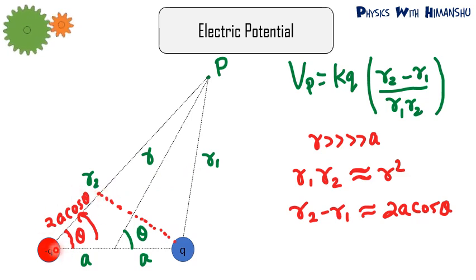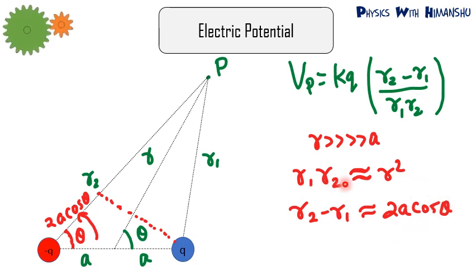What distance? See, this is 2a. If this angle is theta, this will be theta, because we can treat r2, r and r1 as parallel, since the distance between the two charges is very small in comparison to the distance r. So if this is theta, then this will be theta. This is 2a and this is theta. So the component of 2a along theta will be 2a cos theta. So r2 is more than r1 by a distance of 2a cos theta, so r2 minus r1 is equal to 2a cos theta.